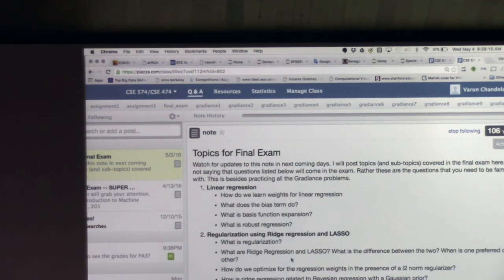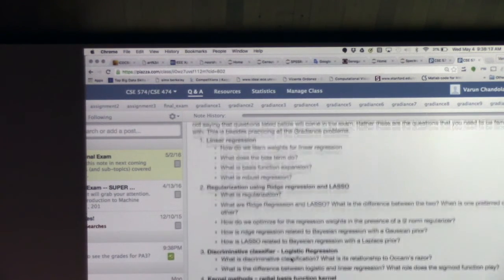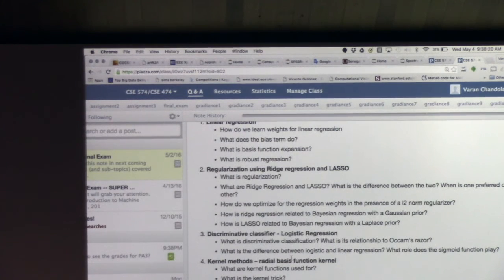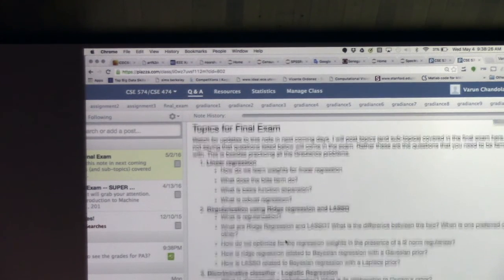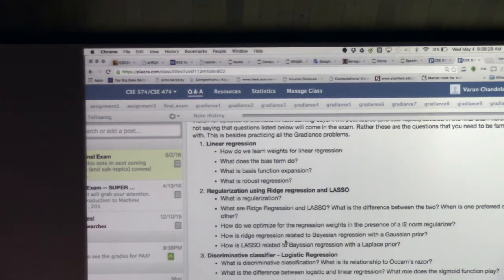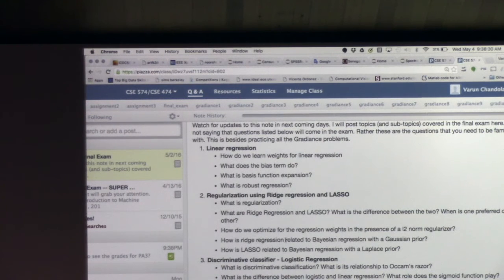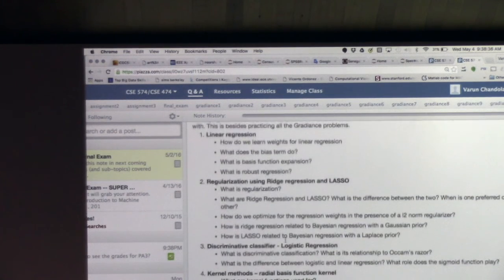But the general idea is that when you prepare for the exam, since there are a lot of topics that I have covered and there's a lot of material, I think it might be easier for you to follow this outline and try to understand each one of these sub-concepts. And this is besides practicing all the gradients problems and everything, right? And that will help you.